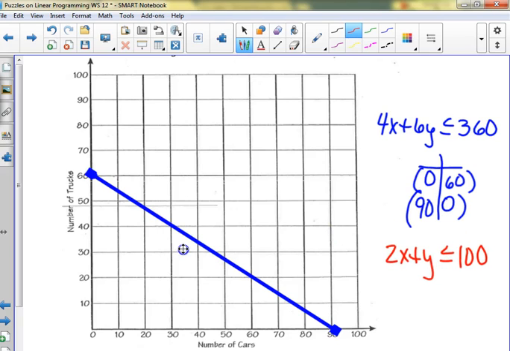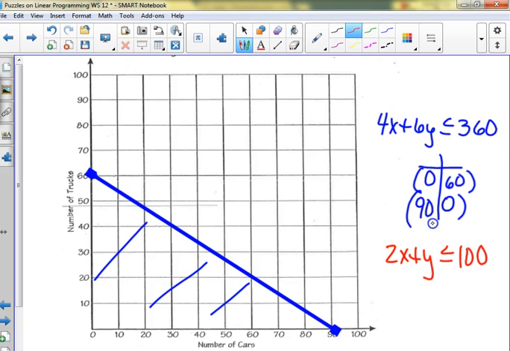Okay, I didn't talk about shading. Where should we have shaded for the blue one? Right? Anything in here we could make. Yes, everybody understands that? We could make 10 and 30, we could make 50 and 20. Okay, so anything in here we could feasibly make. We'd have enough. What was that one?